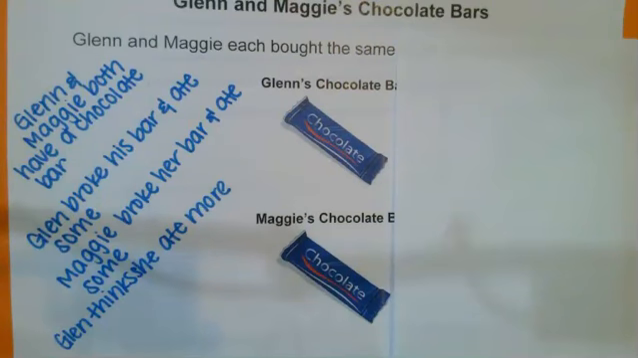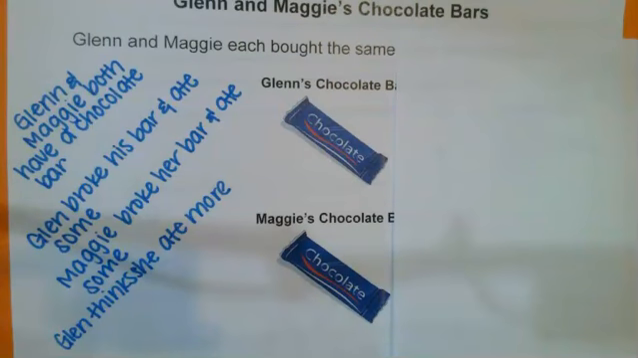All right, I'm going to read the problem again. This time I want you to think about the quantities. Remember, quantity has a number and a unit. So an example would be 1 chocolate bar. 1 is the number, chocolate bar is the unit.